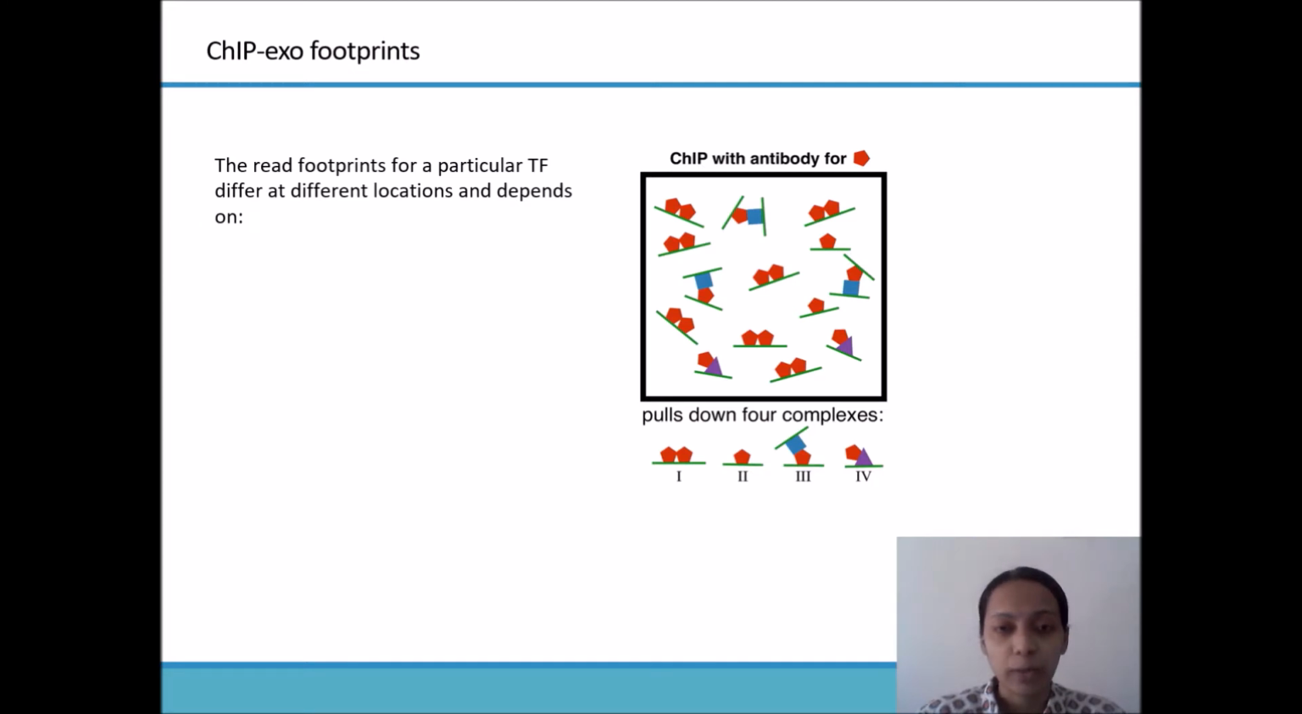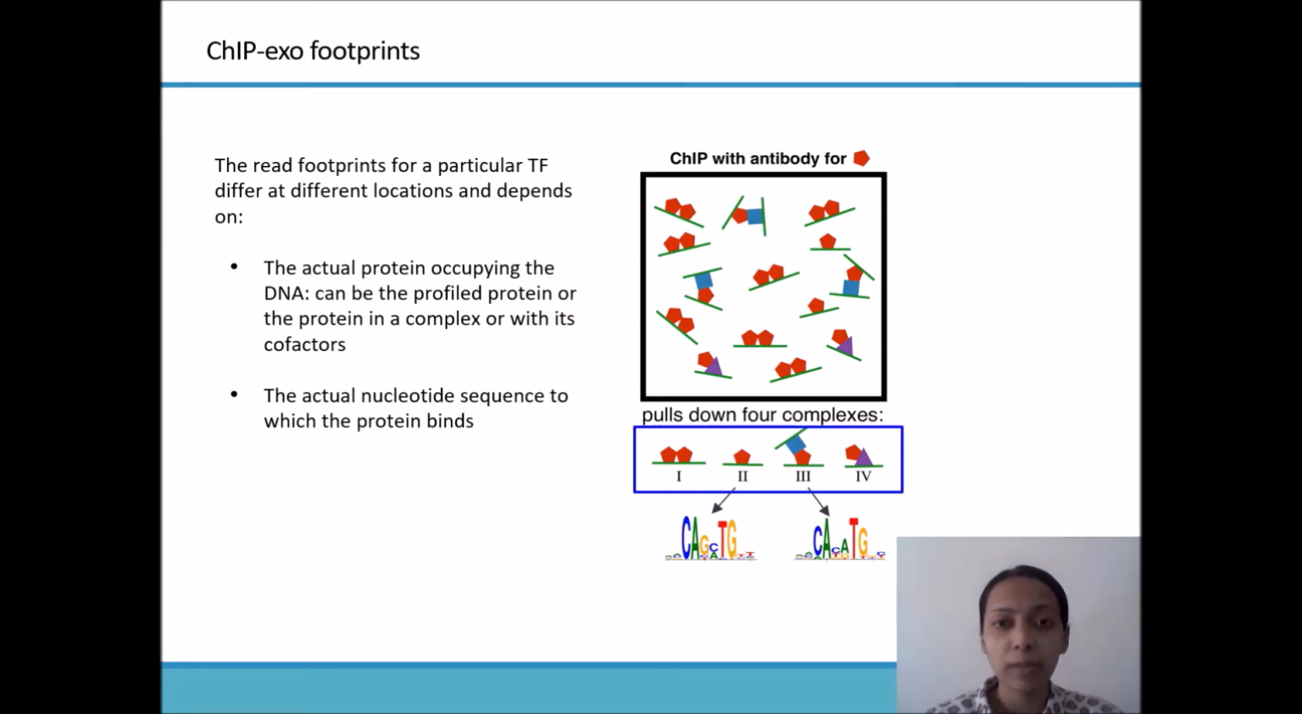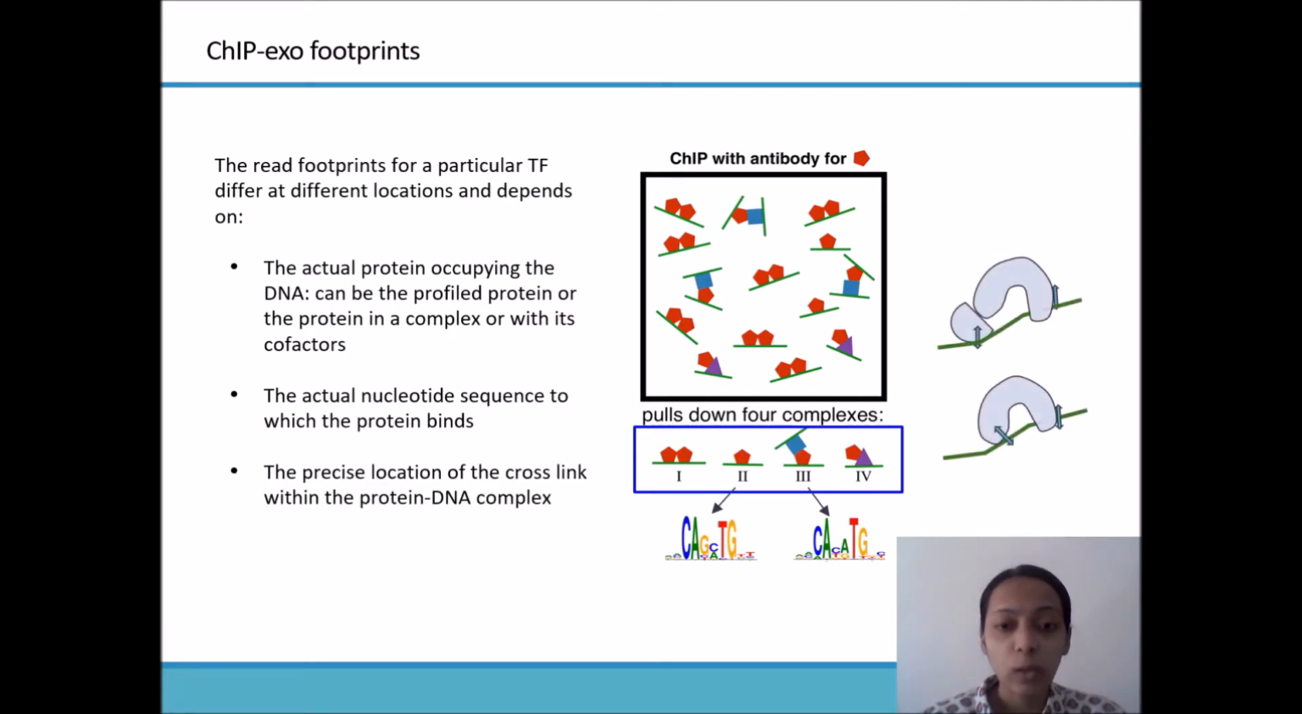These ChIP-exo footprints differ at different locations and it depends on many factors, namely the actual protein binding to the DNA. It can be binding directly or as part of a complex with other proteins. The actual nucleotide sequence to which the protein binds. These may differ slightly and the protein might be binding with different binding affinities. The precise location of the crosslink within the protein-DNA complex. These give rise to variations in the motifs as well as the read distributions, and a single overrepresented motif will not be able to explain the entire dataset.